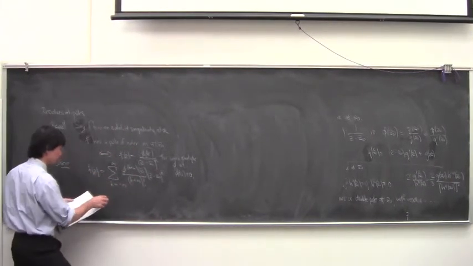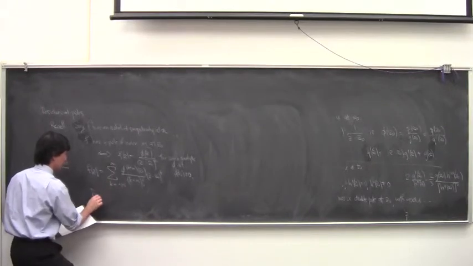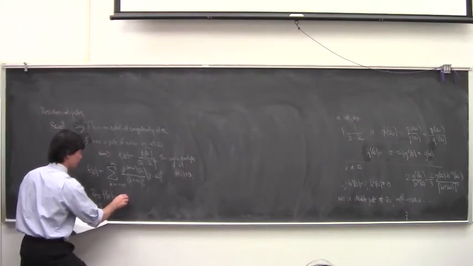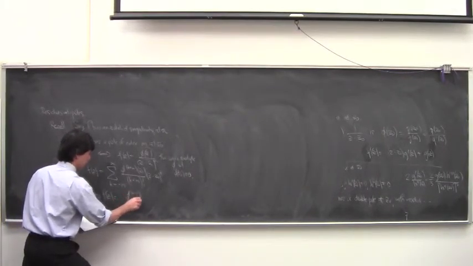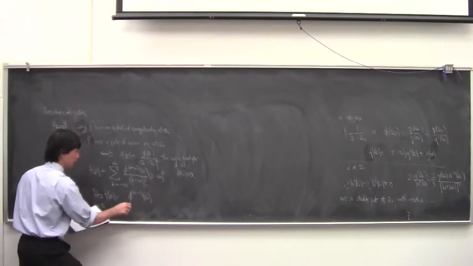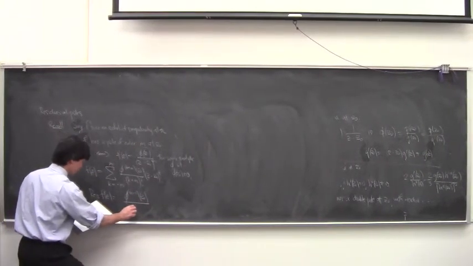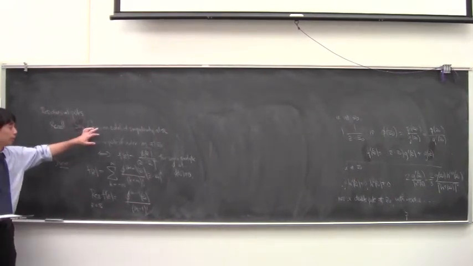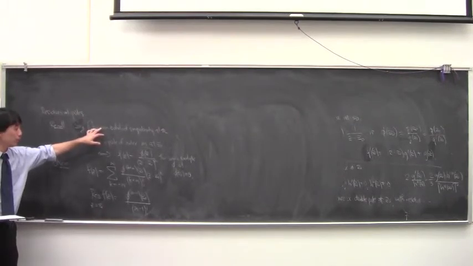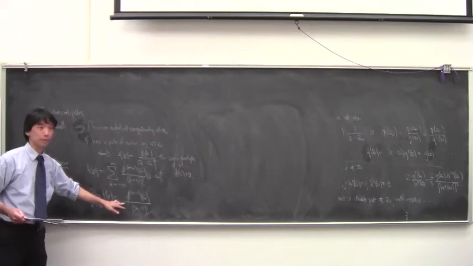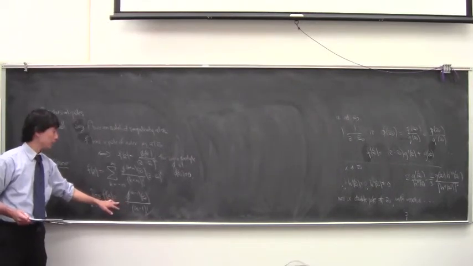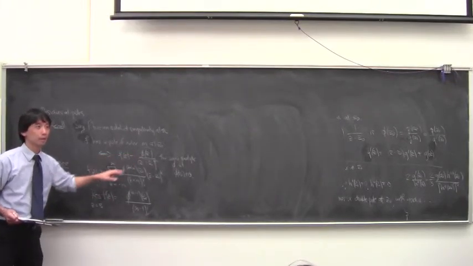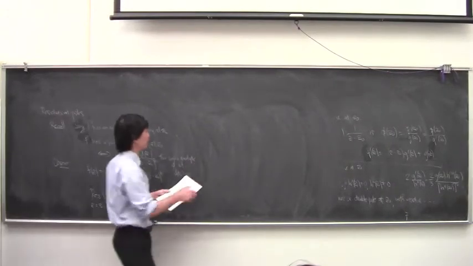And what does that tell you? Well, that tells you that the residue of F at Z naught is going to be the (m minus 1)th derivative of phi at Z naught over (m minus 1) factorial. So if you can figure out the order of the pole, then this gives you a way of determining the residue in terms of this function phi. So let me do an example.